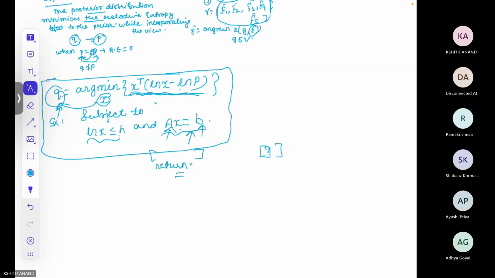Got it, everyone? Yes. So before discussing how to find this, let us start discussing an example, and I hope that will help you understand everything in more detail.